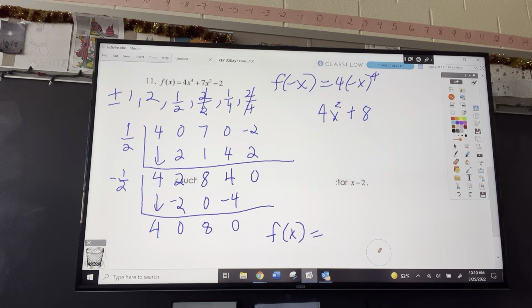And I'll show you why in just a second. So we've got 2x minus 1, we've got 2x plus 1, and then we've got 4x squared plus 8. I can factor out a 4 and get x squared plus 2. So I'm going to put the 4 in front and the x squared plus 2 at the end.